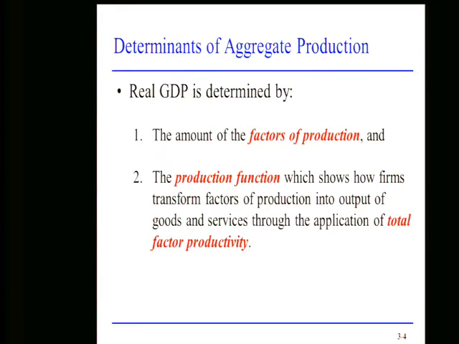How many workers do we need per machine? If it's a laptop computer, chances are we only need one worker per machine. If it's an oil refinery, though, we probably need several hundred workers for that one oil refinery. So that's what the production function tells us: the various combinations of the inputs that we can use to produce output.